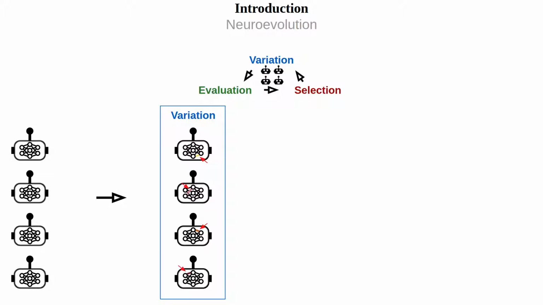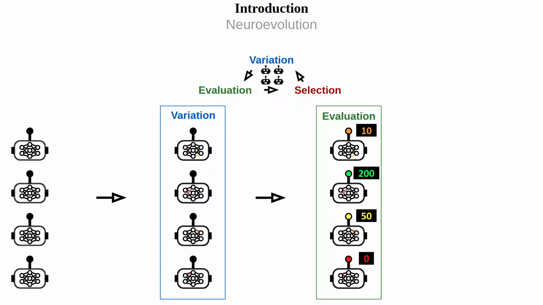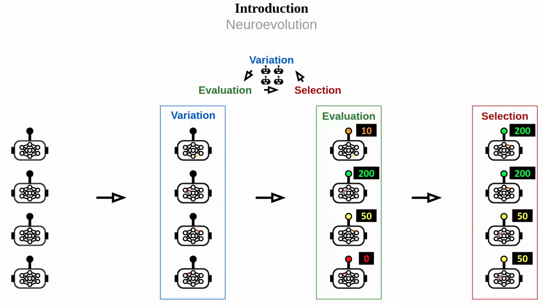And so once this is done, we get to carry on with evaluation and selection in the exact same way that we were doing for regular evolutionary algorithms. No changes there. Alright, so that concludes our mini tutorial.